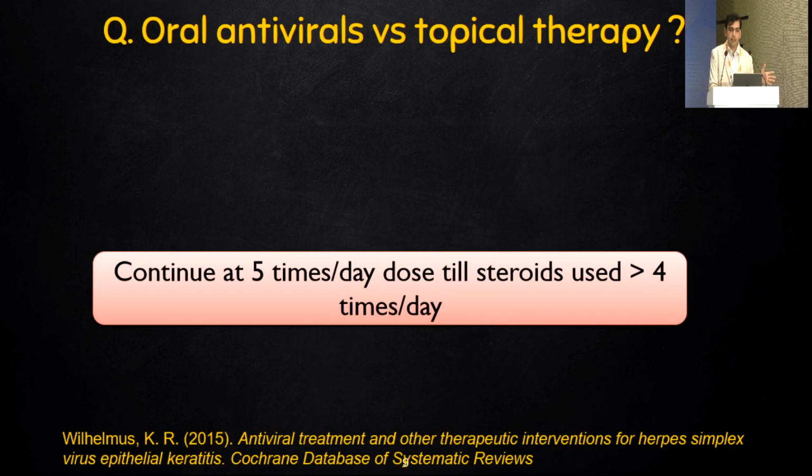This has to be continued at 5 times per day dose, whether oral or topical, till the steroid use is more than 4 times per day. So this has to be understood that the dose has to be 5 times per day till the steroids are more than 4 times per day.